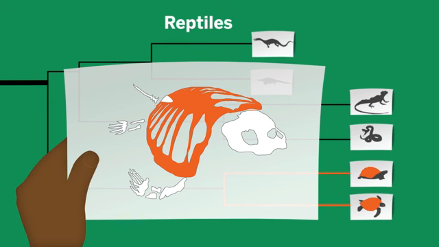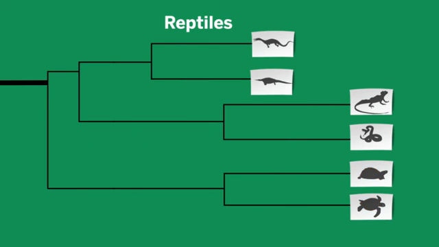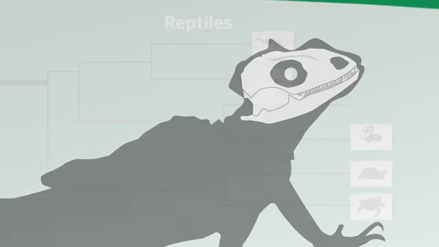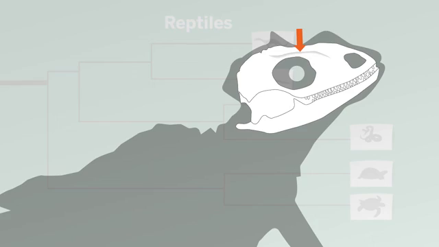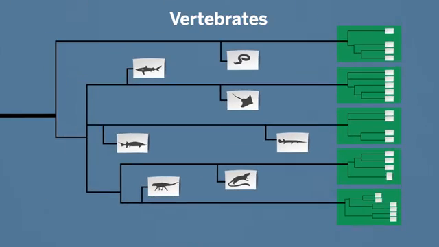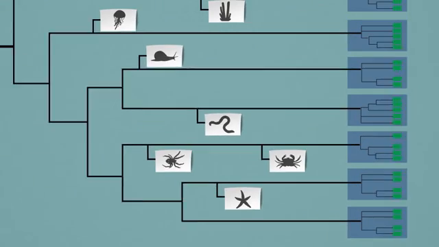But diagnostic structures are not always obvious. They may just be little changes to existing structures. They could be as simple as a small ridge on the edge of a bone. Now, let's try to identify this unknown fossil using diagnostic structures.